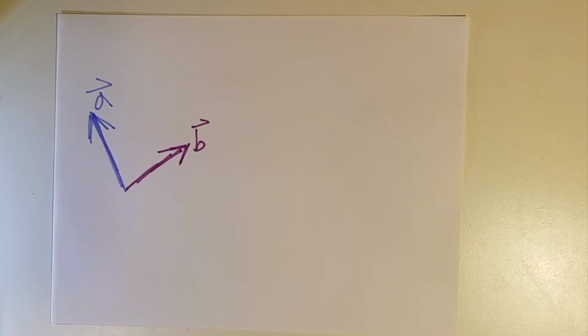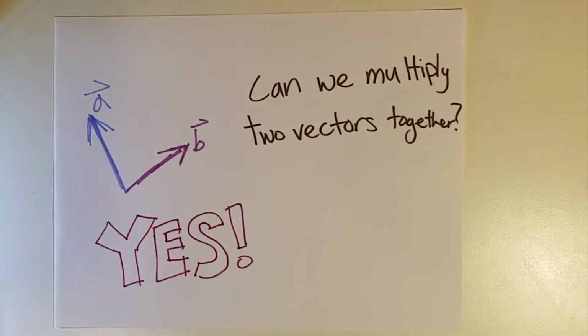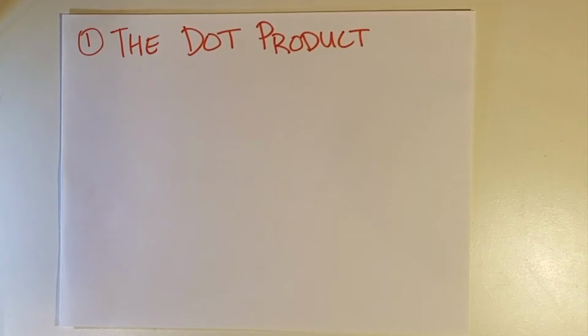Let's get started. Let's take two vectors. Is there any way to multiply these two vectors together? Well, the good news is there is. Two ways, as a matter of fact. The first way to multiply is the dot product.